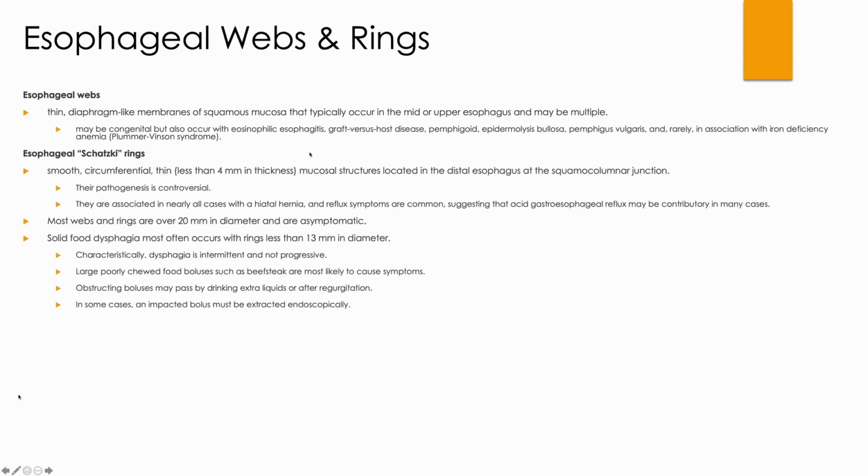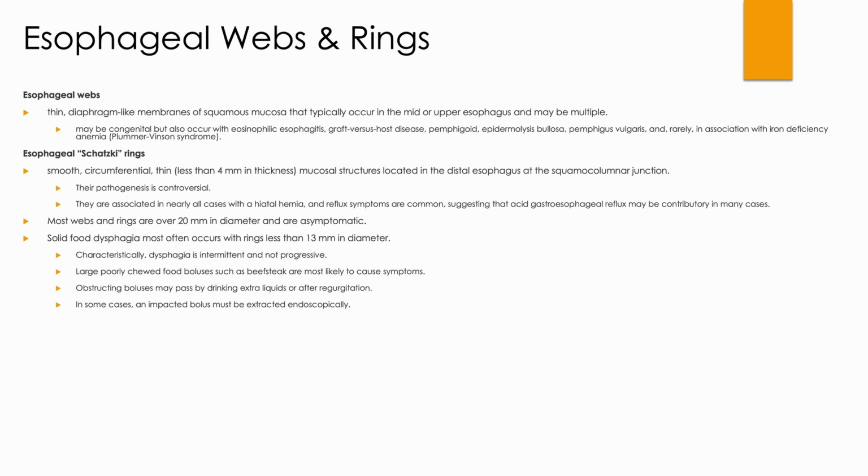Esophageal rings, or Schatzki rings, are smooth, circumferential, thin rings, and they tend to happen in the distal esophagus. They are associated with hiatal hernias. We also tend to see them a lot with reflux, so it's thought that GERD has something to do with how they form.